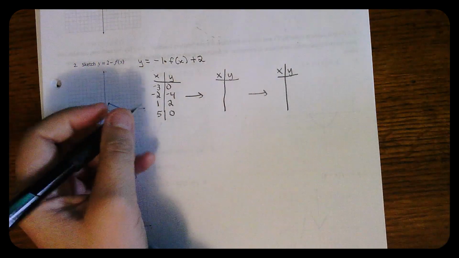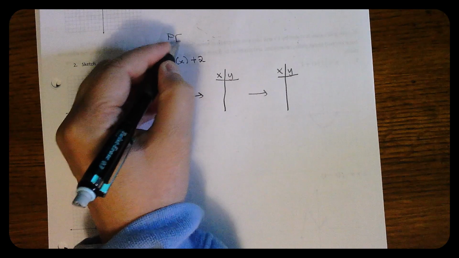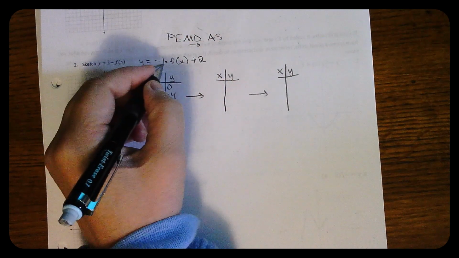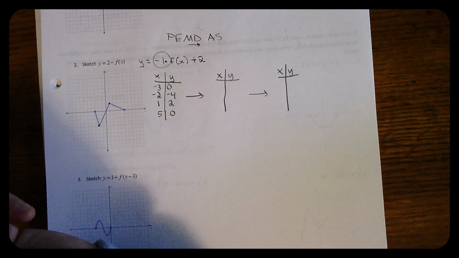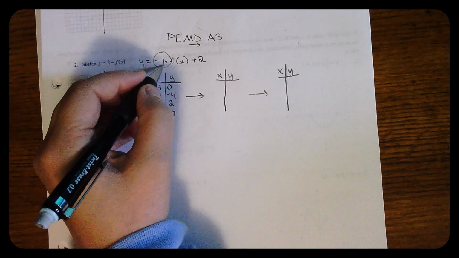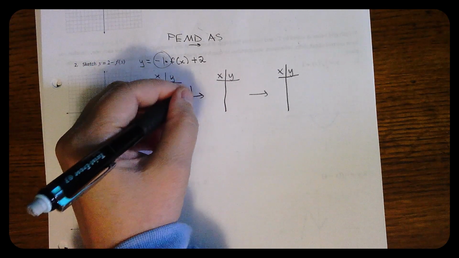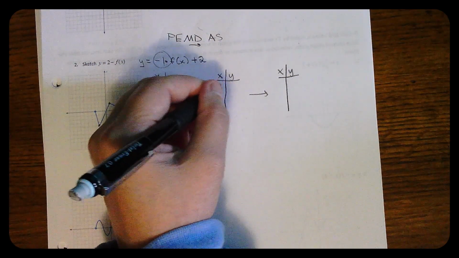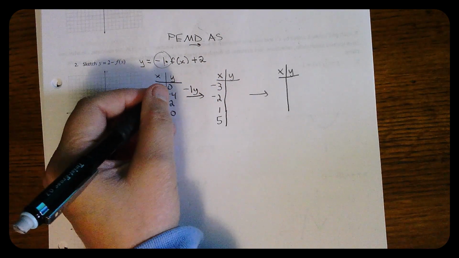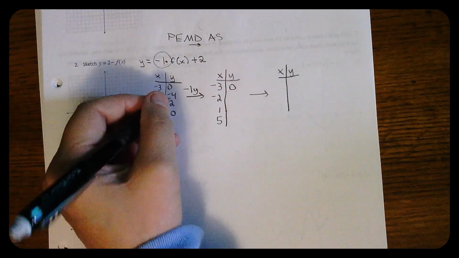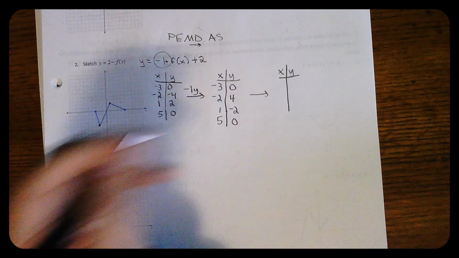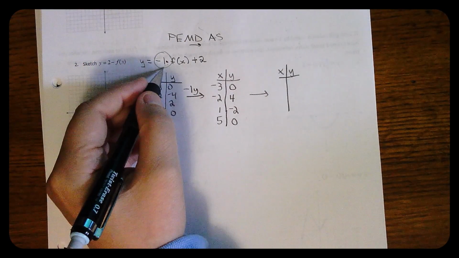All right, so the first thing, PEMDAS: parentheses, there's no parentheses; exponent, there's no exponents; but there is multiplication. So the first thing we have to do is deal with that -1. That -1 isn't in there with the x, so that means it's multiplying the y, so -1 times y. So let's write down the x coordinates so they don't change and multiply the y's by -1. 0 times -1 is still 0. -4 times -1 is 4. 2 times -1 is -2, and then you still have 0. Okay, so we did that.